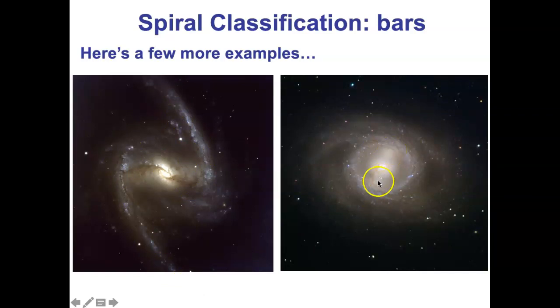This one, because the bar is so small and as it orbits around it's triggering star formation, the star formation here is happening in more of a ring, which is pretty interesting.